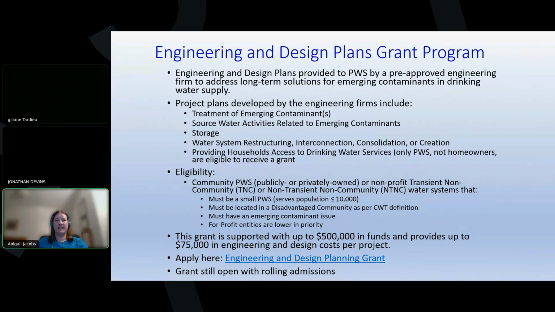Eligibility for this one is slightly different than the ECSCC grant, but it is community public water systems that are publicly or privately owned, or a nonprofit, transient non-community, or non-transient non-community. The key here is that you need to be a small system located in a disadvantaged community and have an emerging contaminant issue. For-profits are also eligible for community systems, but are a little lower in priority. It's a smaller grant, supported up to $500,000 in funds, and provides up to $75,000 in engineering and design costs per project, paid directly to the engineering firm.